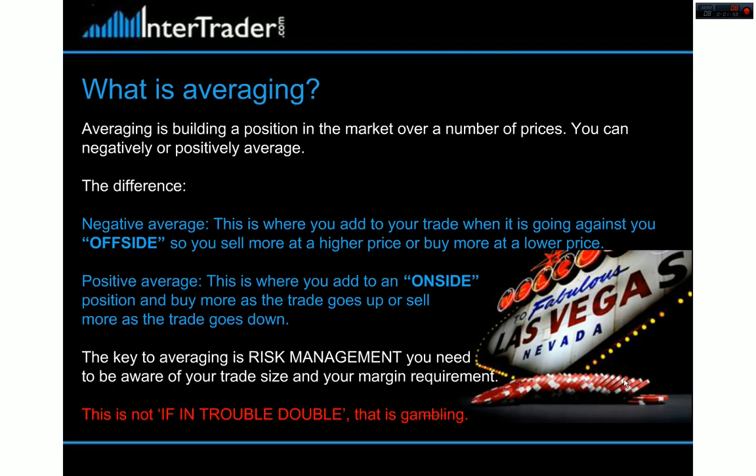It's not the same as doubling up when you're in trouble. I mean, that's just gambling. What we're trying to do is look at the markets in a certain way and think, where are we going to find the best value? Okay, well, I'm going to buy maybe 10 lots at £2 a point, but in £2 increments, building into a position over 5-10 prices, rather than just buying one specific price with a stop.